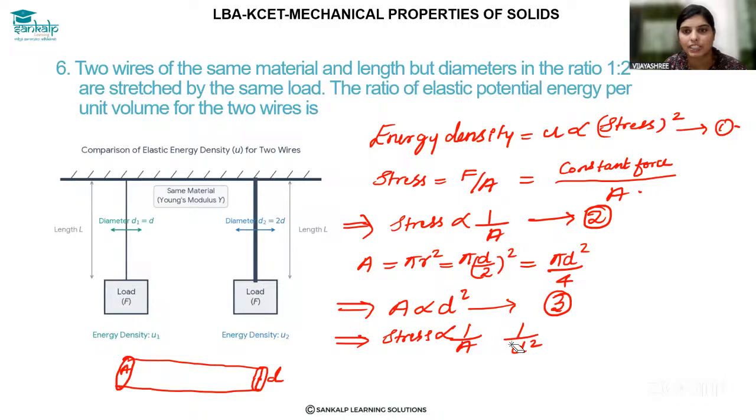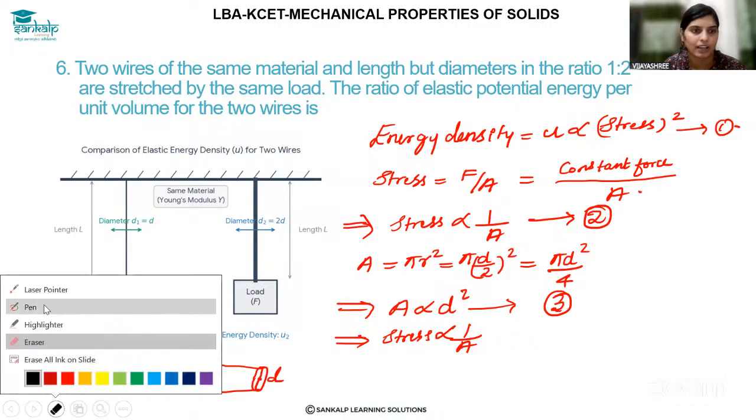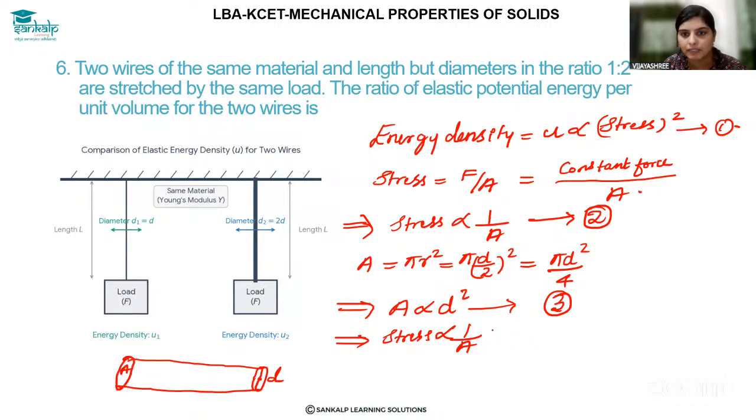Correct? Stress is inversely proportional to area, which implies stress is inversely proportional to the square of the diameter. Take it as equation number 4. Stress is inversely proportional to the square of the diameter.